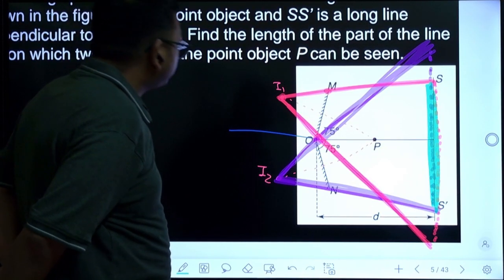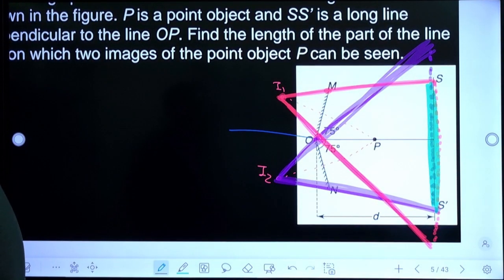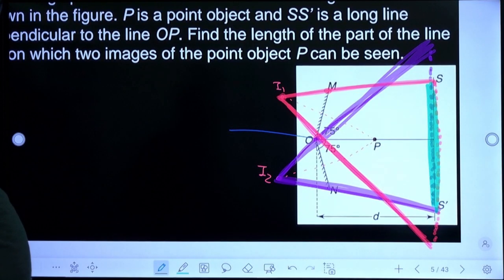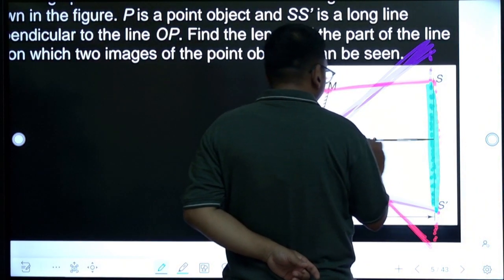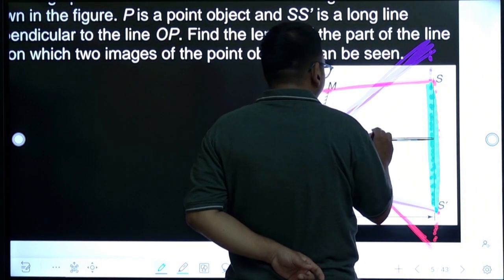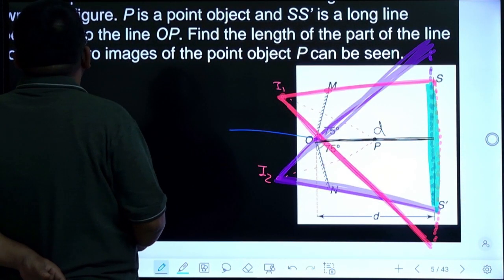How do you calculate it? Can you use some geometry? Only the distance D they have given, and from that D only we have to try to calculate, because this distance will be D. And is P the midpoint? P is a point object and perpendicular.